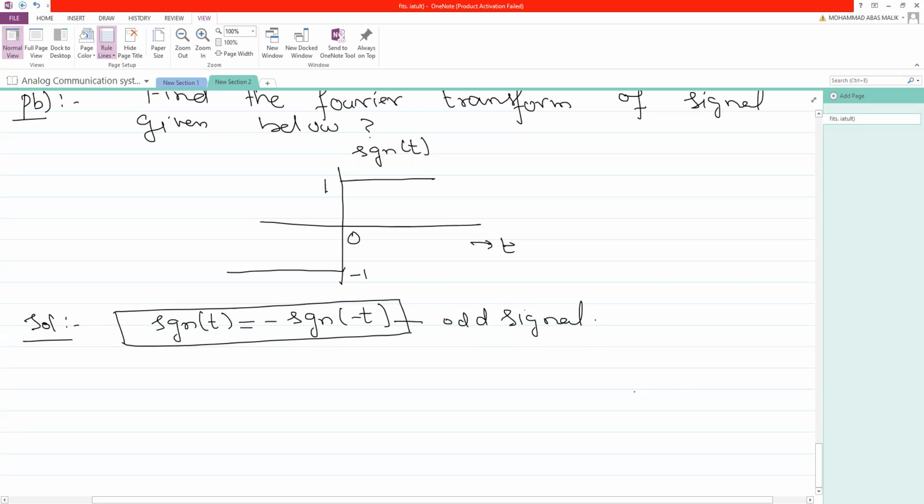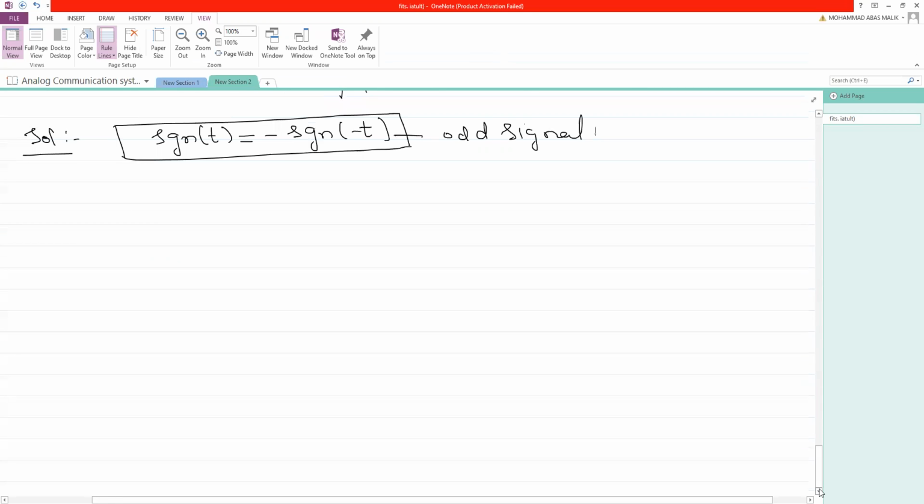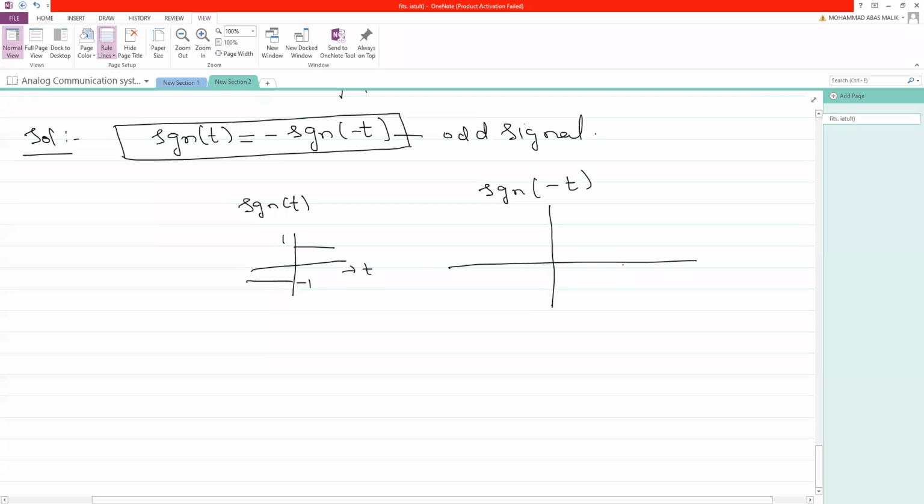So we will see how this is an odd signal, because you people are not getting this. First of all, draw the graph of signum of t. Signum of t is this. This is -1, this is 1, this is t. Now, to draw the graph of signum of minus t, you just reverse the x-axis and graph. So by reversing this, you will get this.